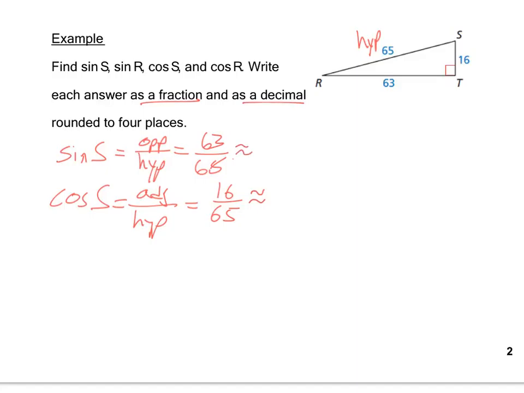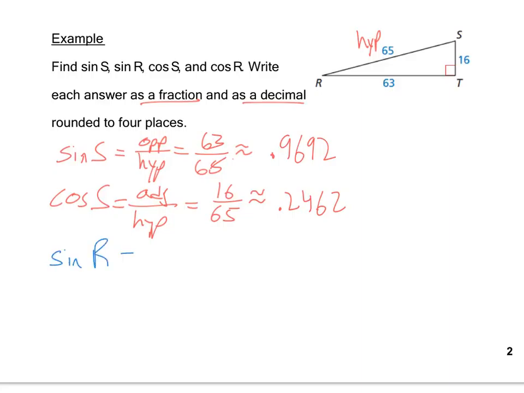All right, so let's go to our calculator, find those. Punching them into our calculator, just dividing top to bottom, we get these numbers, 0.6923, 0.9692 and 0.2462. All right, let's find the sine and cosine of R now.